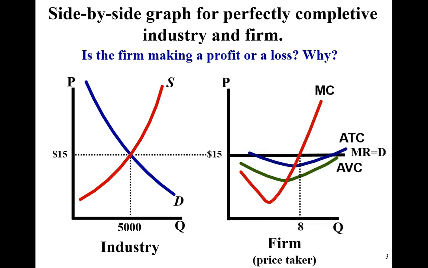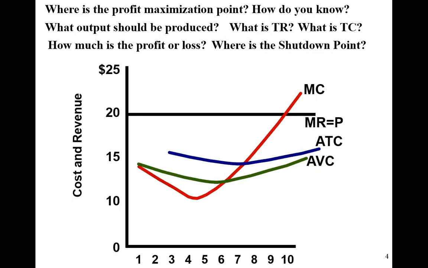Like I said, the AP exam loves to ask this. Is the firm making a profit or a loss? You can see right now that at MR equals MC for the firm on the right side, that's going to be a quantity of 8, and your MR equals MC is greater than your ATC, so therefore we're going to have a profit. So pretty simple stuff right there.